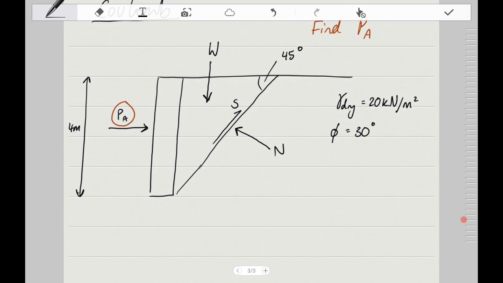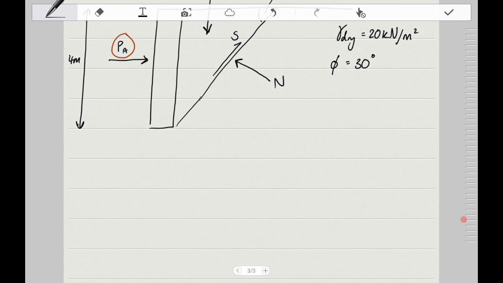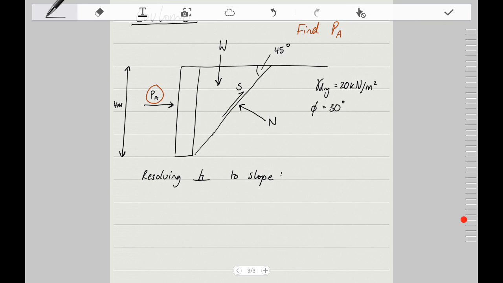Now, given this diagram, we could resolve horizontally and vertically, but I find it easier to resolve parallel to the slope and perpendicular to the slope. That's because your numbers turn out better. So let's do that. Let's resolve perpendicular first. So, resolving perpendicular to slope. Okay. Zoom out so you can see both this wall, and in terms of trigonometry, this should also be 45 based on Z angles. I'll write that better.